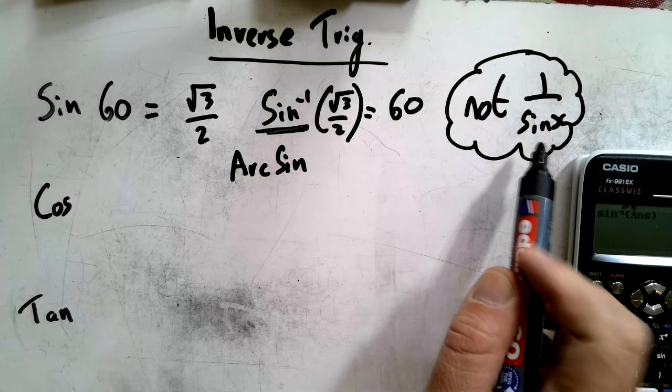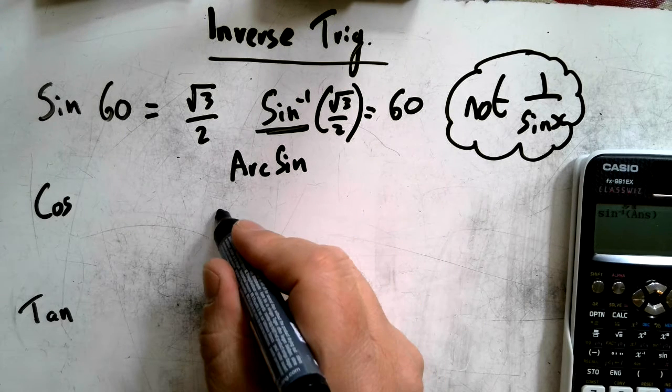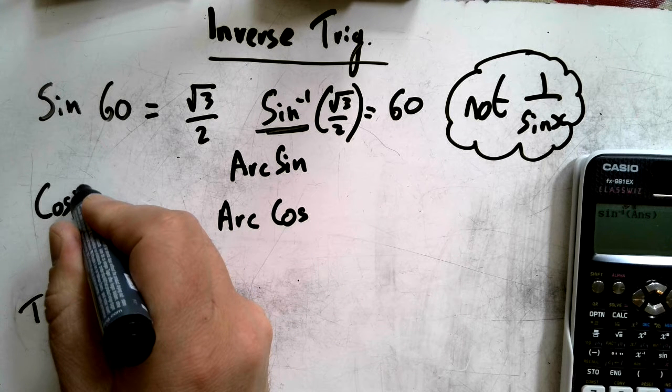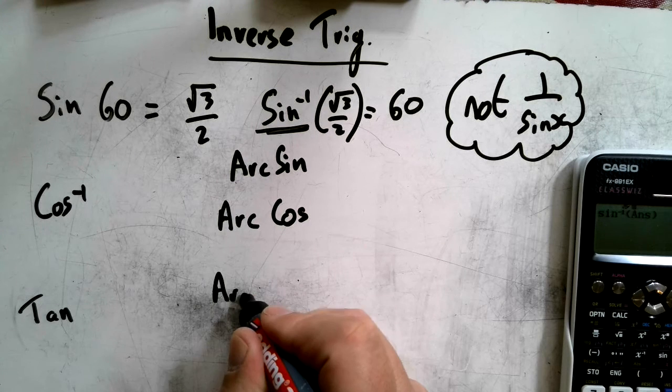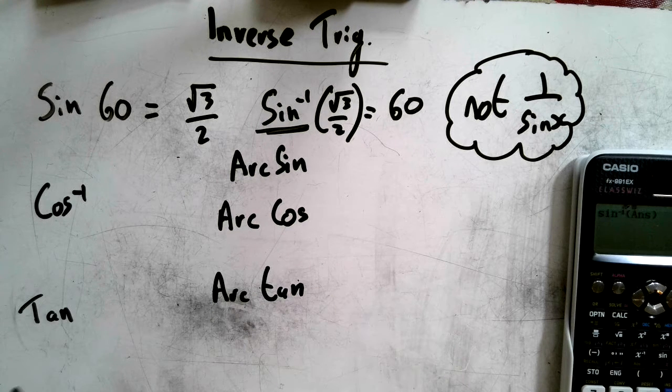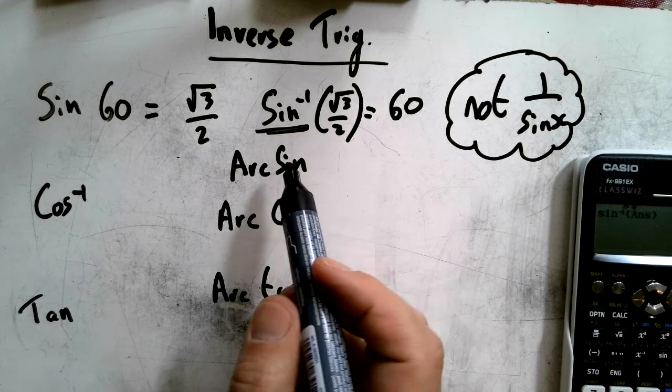All right. So cos becomes arc cos. So cos to the minus 1 is arc cos. And guess what? Tan becomes arc tan. Okay. So that's what the three functions are called when you're doing the inverse.